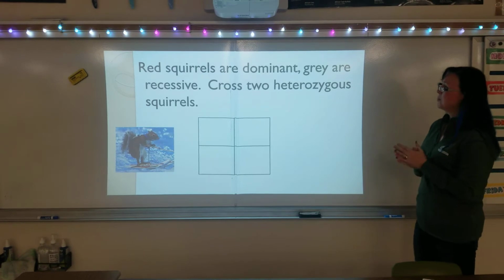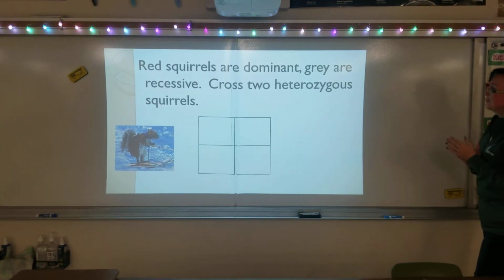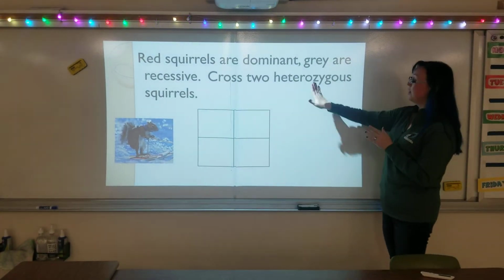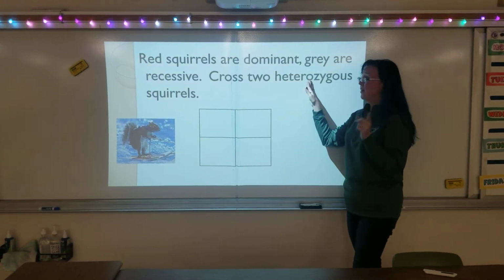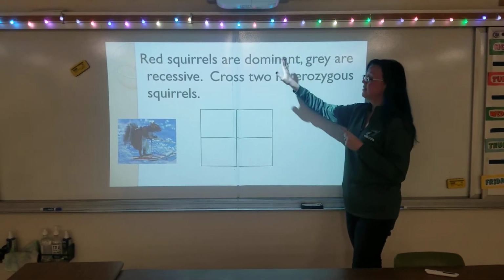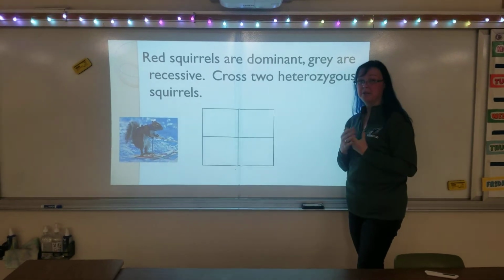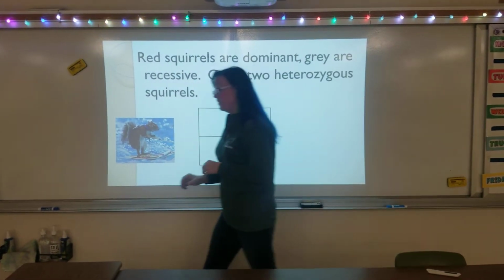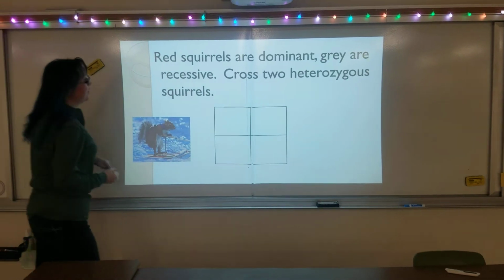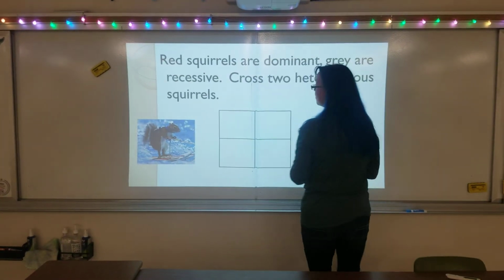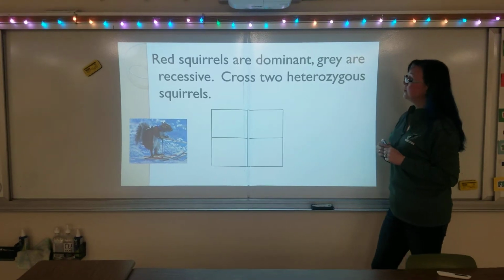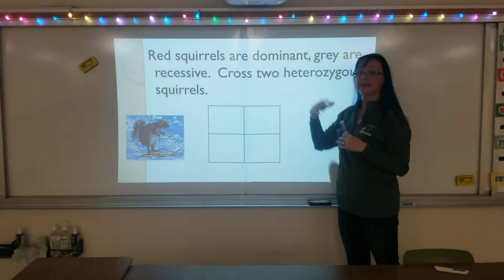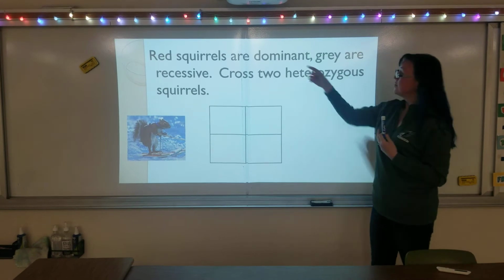So in our word problem today, it says, red squirrels are dominant and gray are recessive. So we're going to cross 2 heterozygous squirrels. Remember I said earlier, make sure you know what heterozygous, homozygous, dominant, and recessive look like, otherwise this is going to be kind of a challenge. So we've got 2 heterozygous squirrels. Remember that hetero means different. So first off, we have to look at dominant, because dominant is the one that's going to give us the letter. So red squirrels are dominant.